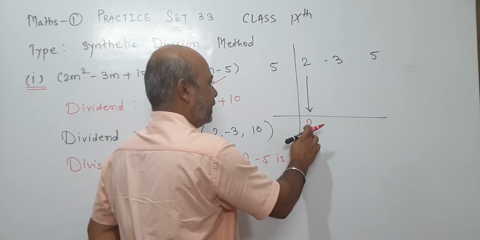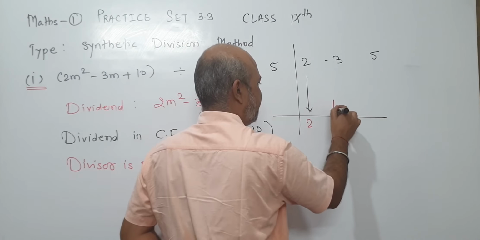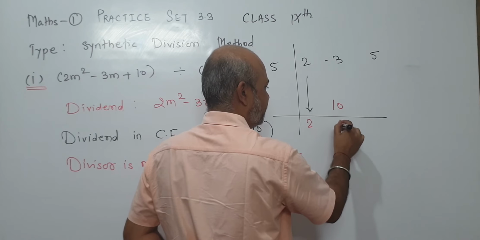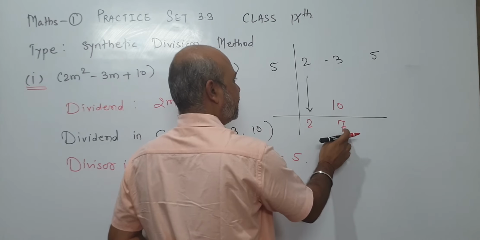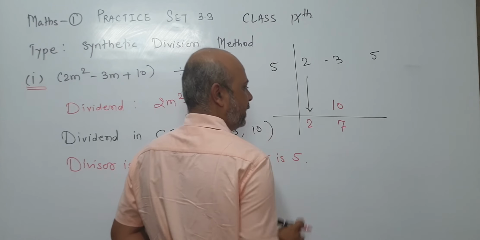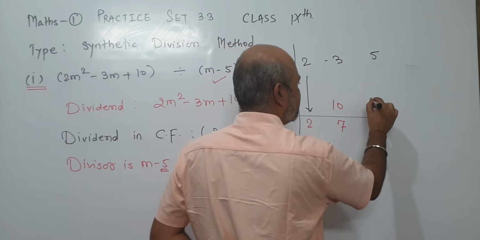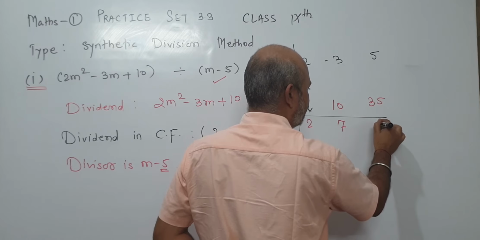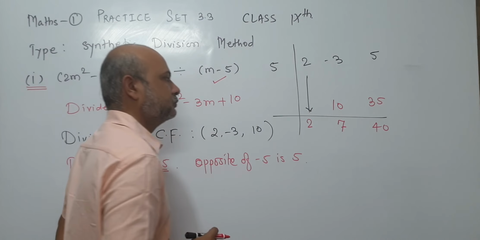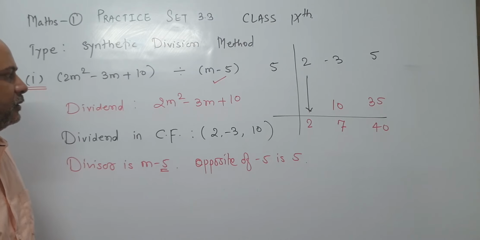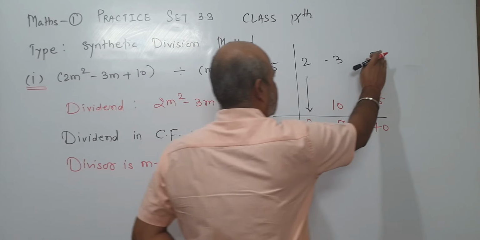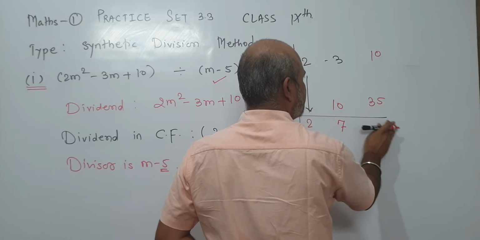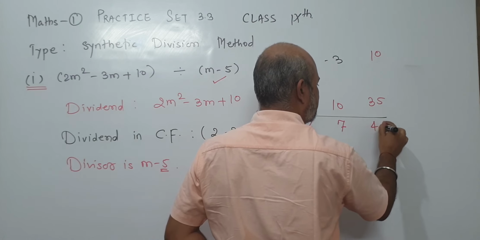And then you will multiply this 2 fives are 10. You have to add these two. So 10 and this is minus 3. So you will get what? Plus 7. Again you multiply 7 with 5. So 7 fives are 35. And 35 plus 10 is what? 45. Clear? Not 5 here, here is 10.